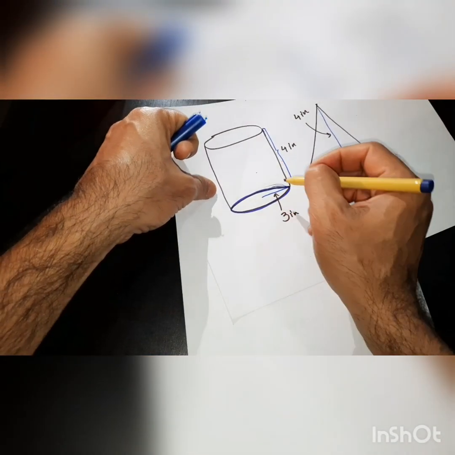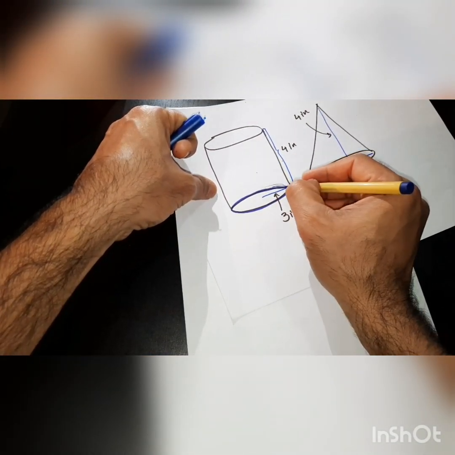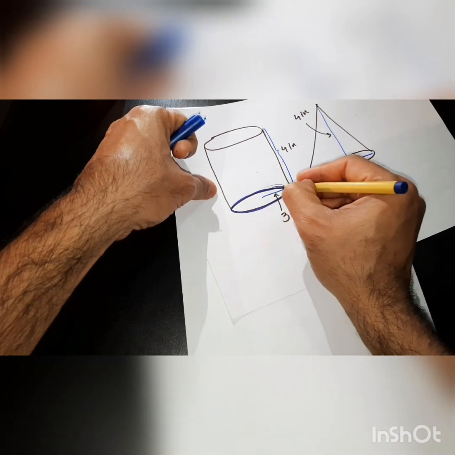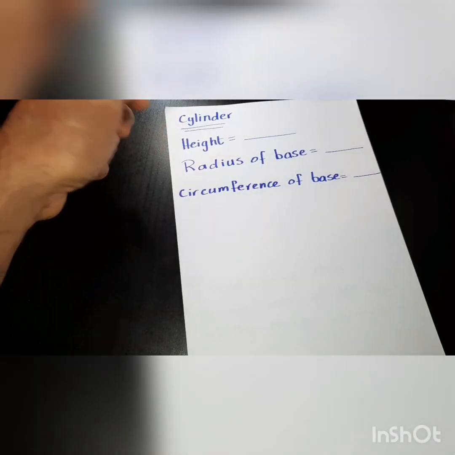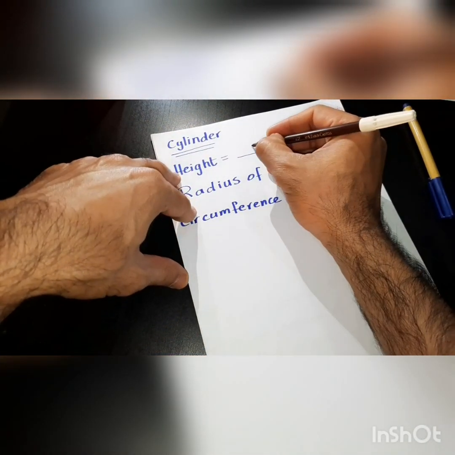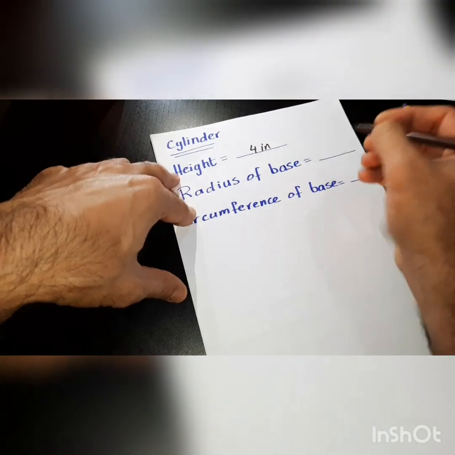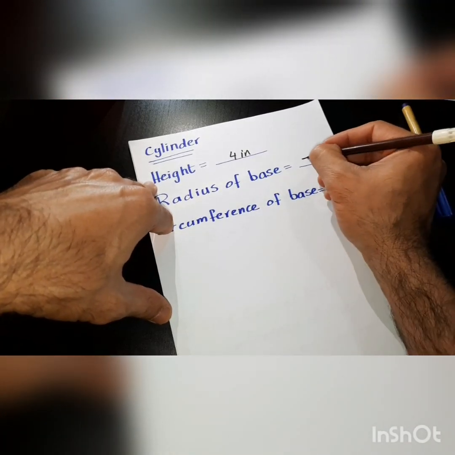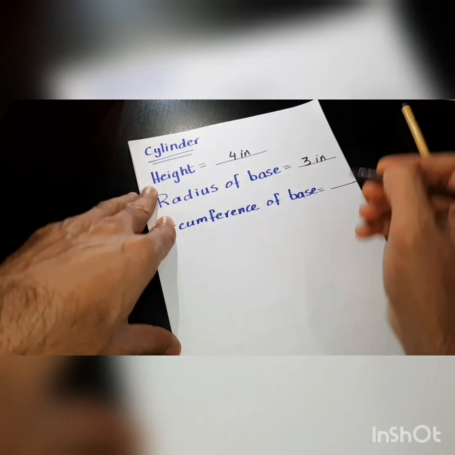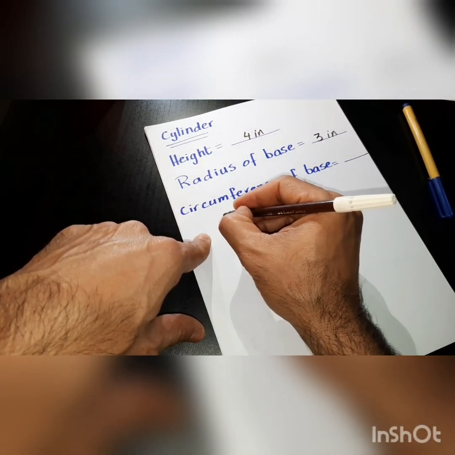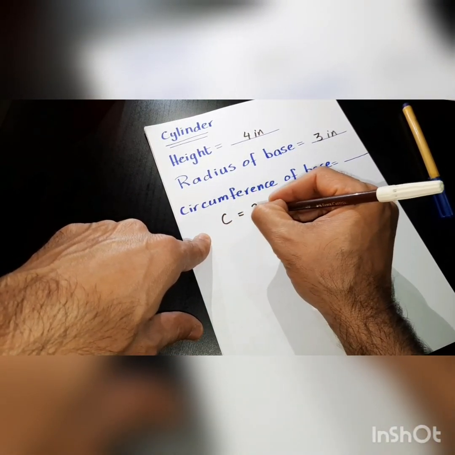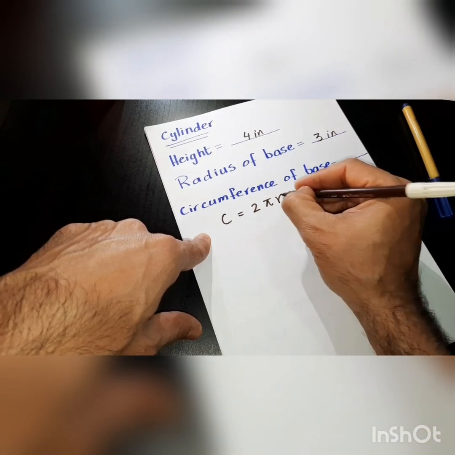First thing for the cylinder is to find the circumference of the base, which is this length. The height for the cylinder is 4 inches and the radius of the base is 3 inches. To find the circumference of the base, we will be using the formula C equals 2 pi r.